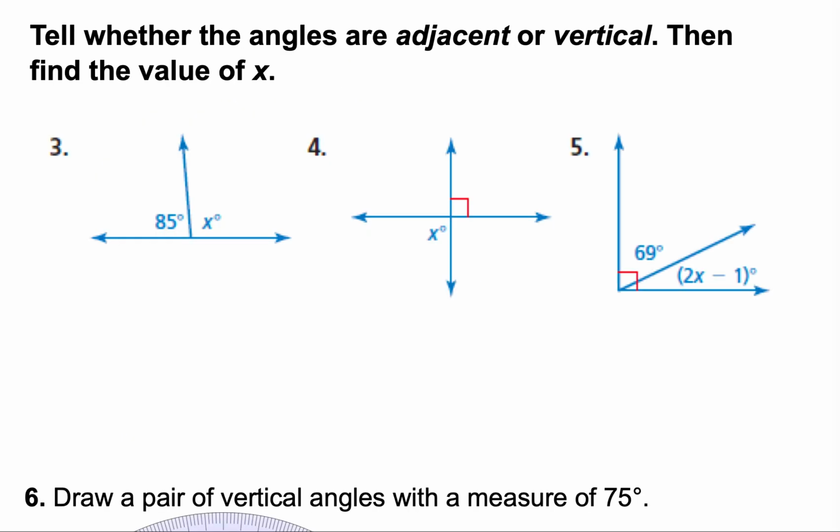All right, go ahead and pause the video and try these 4 problems on your own. All right, let's check our answers. So for number 3, this is on a straight line, and a straight line is worth 180 degrees. So these are adjacent angles. They're next to each other.